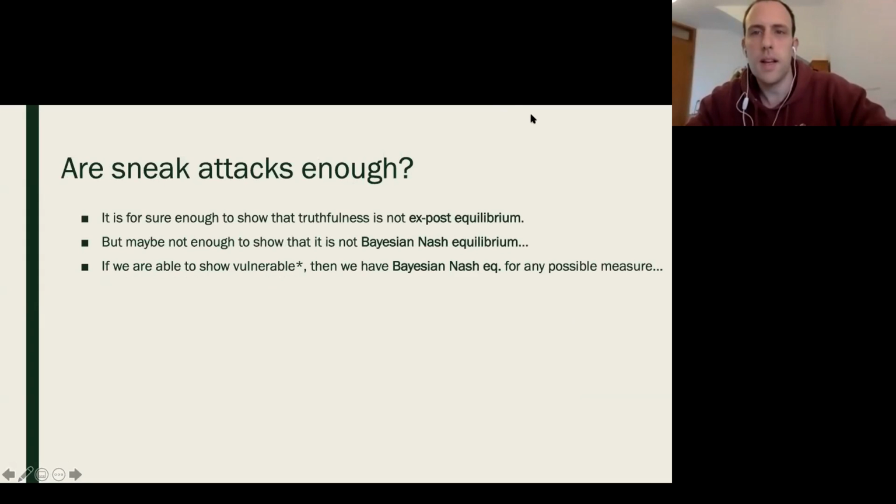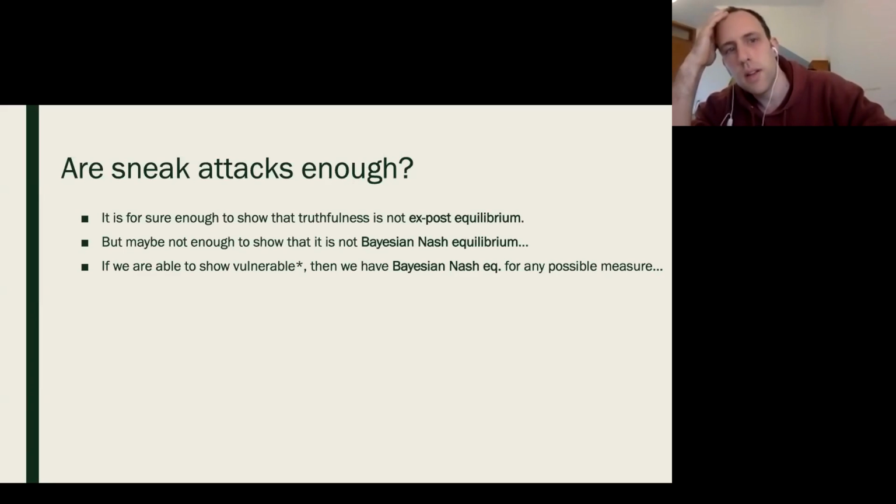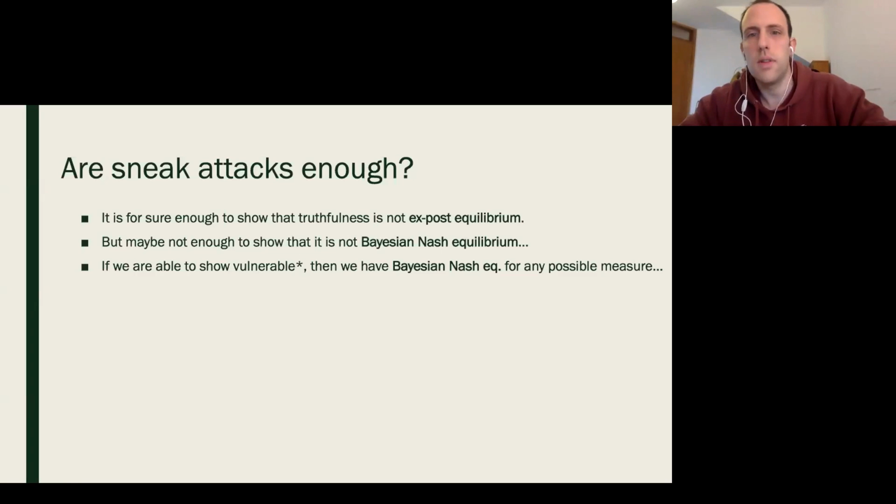Okay, and so sneak attacks are actually enough to show that truthfulness is not an ex post equilibrium according to how we defined it. What does it mean? Ex post equilibrium means that after the draw of some nature input, the agent would always want to be truthful, even knowing the nature input that was drawn. In this case, it wouldn't be true because it would prefer to move to this sneak attack.